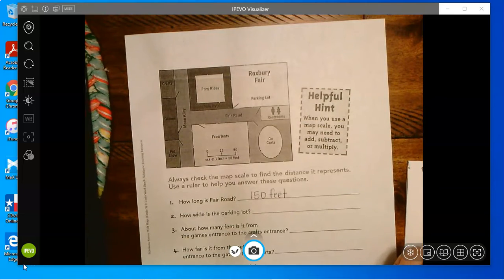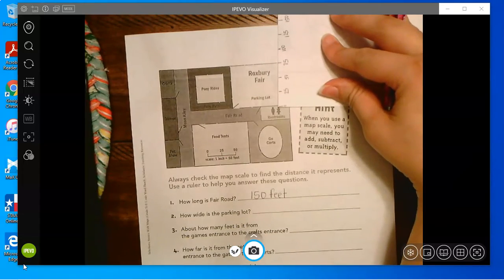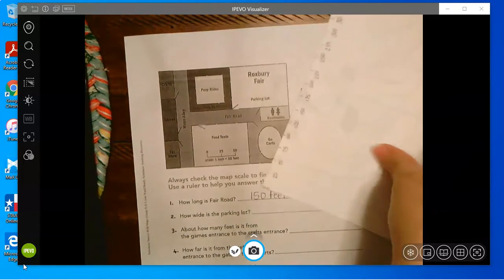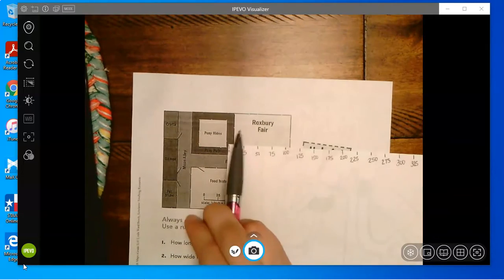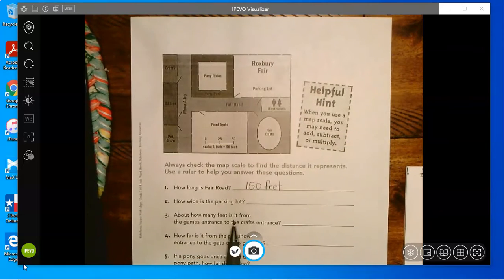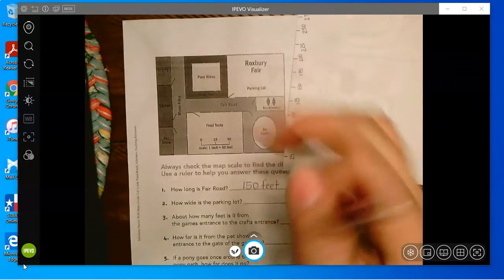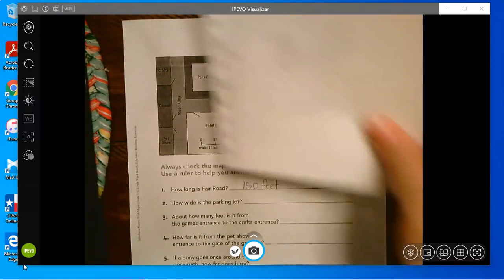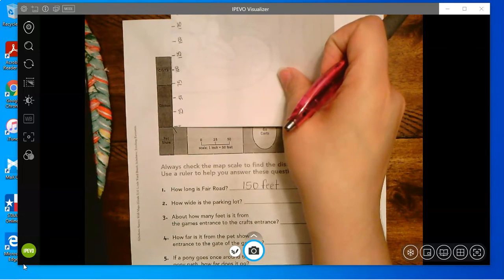So now you're going to talk about how wide is the parking lot. Okay. So wide would be, I guess this would be wide. So from there to there, okay? And then about how many feet is it from the game entrance to the craft entrance? So from here to here. Okay.